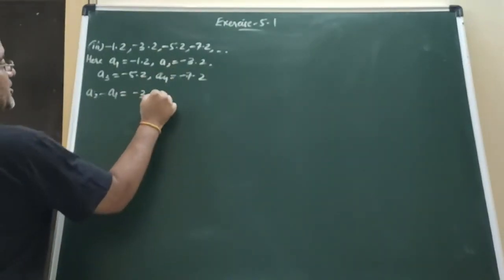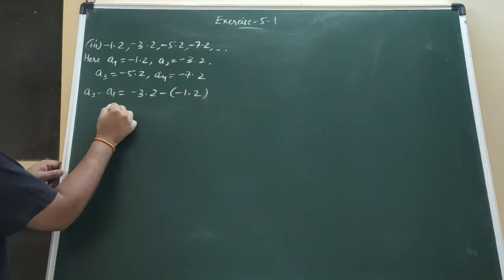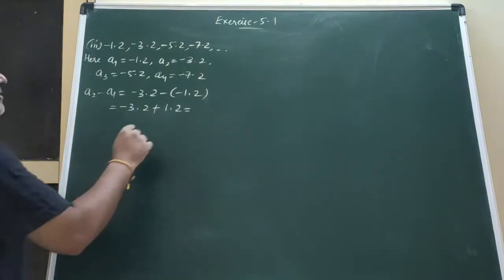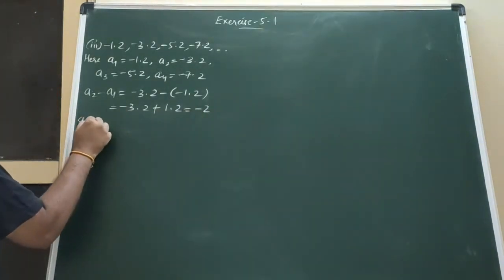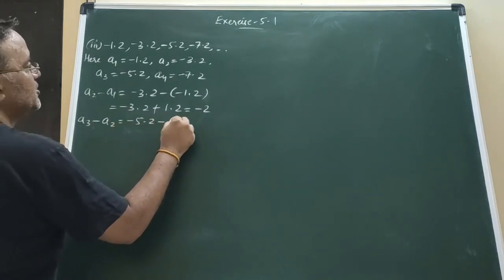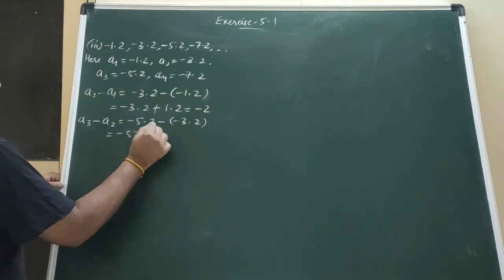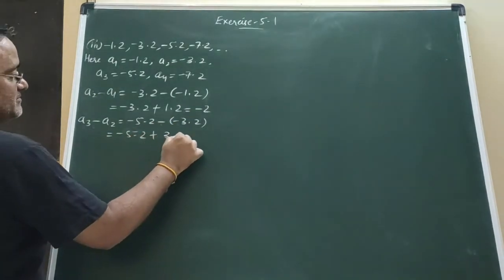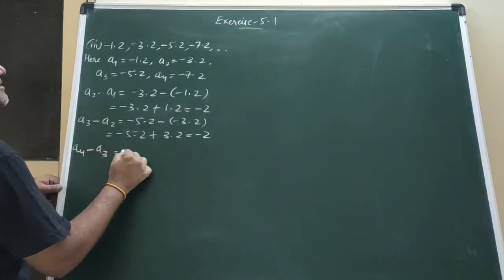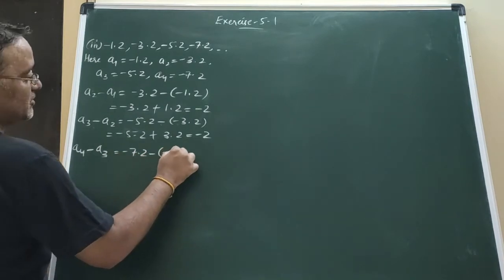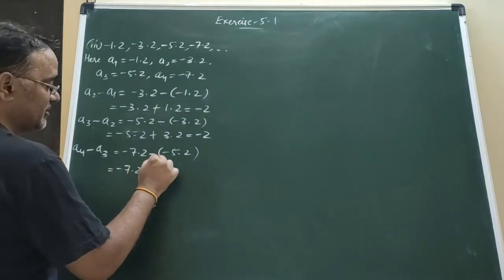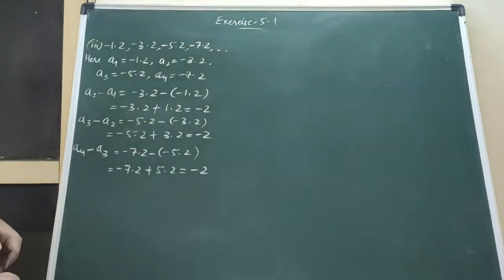A2 is minus 3.2, minus of minus 1.2. This will become plus. So minus 3.2 plus 1.2 will be minus 2. A3 minus A2: minus 5.2 minus of minus 3.2, this also becomes plus, and here also we are getting minus 2. A4 minus A3, that is minus 7.2 minus of minus 5.2. This will also become plus, so here also we are getting minus 2.